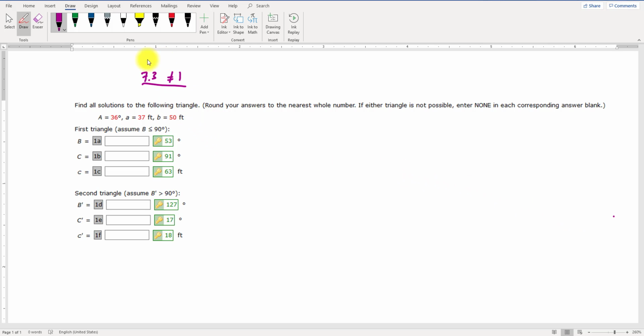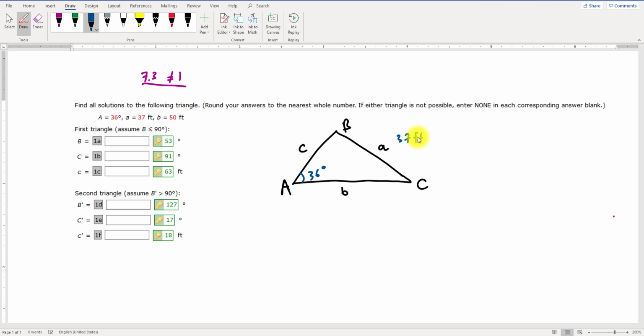Okay, this is question number 1 from your section 7.3. So you are asked to find all the solutions to the following triangle. Alright, so let's draw a random triangle, and let me just call this A, B, C, and the sides here are small b, small a, and small c. And we are given the fact that angle A is 36 degrees. The side a is 37 feet, and then the side b is 50 feet.